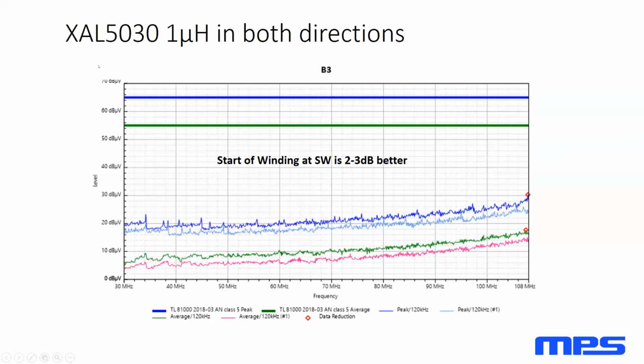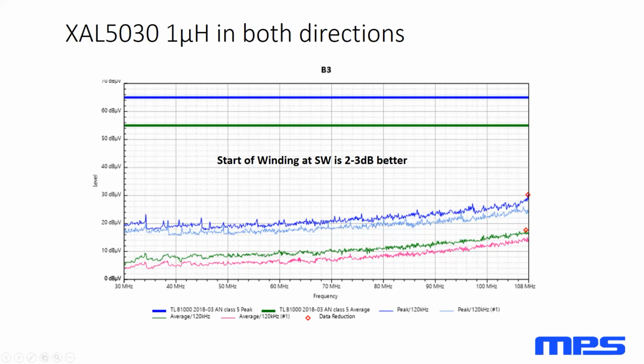So this is the family of inductors. It's a 5 millimeter square, roughly, inductor at 3 millimeter high. This is that 1 microhenry on the switch node. And you can see here, the dark blue is with the start of winding away from the switch node, and the light blue is the start of winding at the switch node. And these are the peak measurements with the average below here.